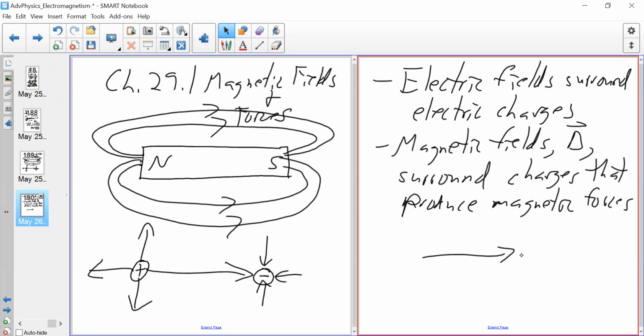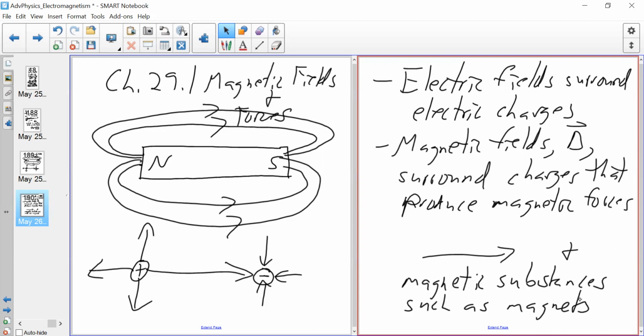So before we get to all that, we're going to have magnetic fields that surround moving charges, and those moving charges will produce magnetic forces. And we also know that magnetic fields surround magnets, magnetic substances, such as your magnets. So pretty simple, typical, just baseline.